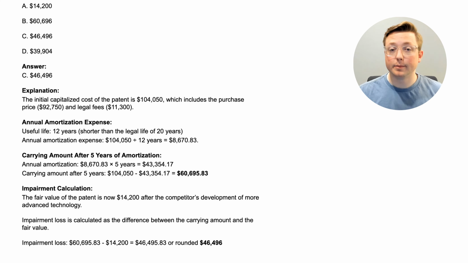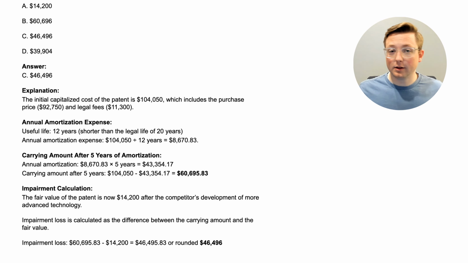Now, it told us that the fair value of the patent is now expected to be $14,200. So it's not totally impaired to the point where this patent is completely useless, but it is impaired to a much lesser amount. So you subtract the $14,200 from the $60,695.83, and that gives you $46,495.83, or really a $46,496 impairment loss to get the carrying amount of the intangible asset down to the $14,200 that it now is expected to be at.